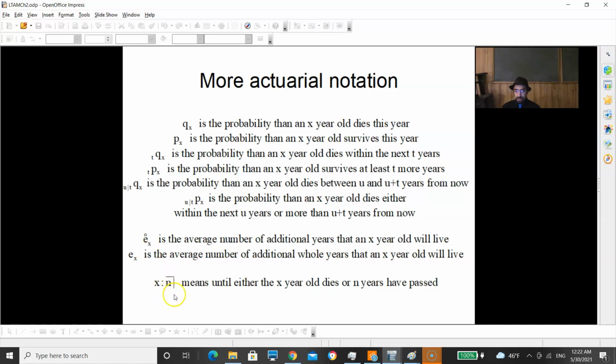Finally, this half box around the end, that's called angle. Anytime you see this x colon angle n instead of this little x down here, that means instead of saying amount of time until an X-year-old dies, that means until either the X-year-old dies or n years have passed, whichever comes first. And if you want whichever comes second, not whichever comes first, then you would have a bar over the x colon angle n. More on that later.